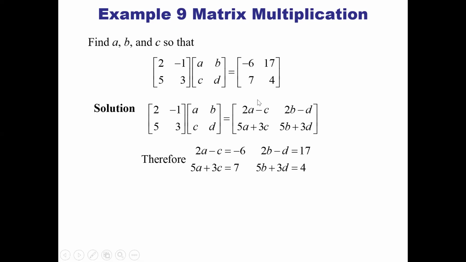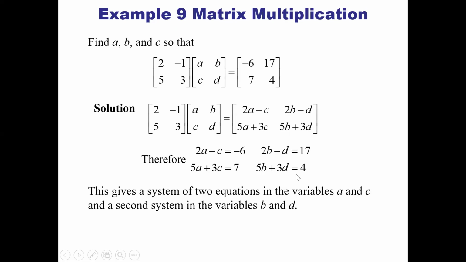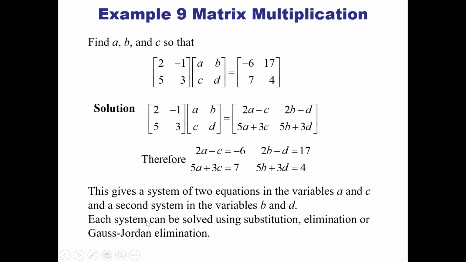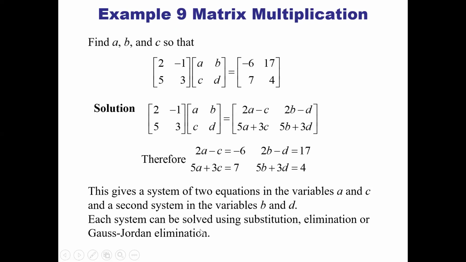So we just set this piece equal to that, this piece equal to that, this piece equal to this, and then we can solve all the different items. And so basically we get a system of two equations in the variables A and C, and the second system is in the variables B and D. And then we're going to have to go back to using either substitution, elimination, Gauss-Jordan elimination, or something to be able to find our solution. So we'll leave that up to you, but that's kind of what you would have to do there.